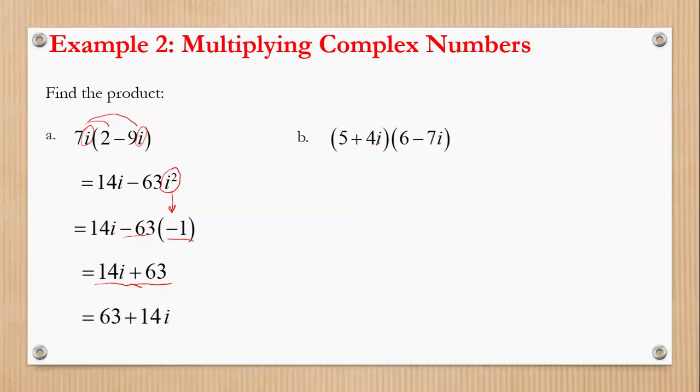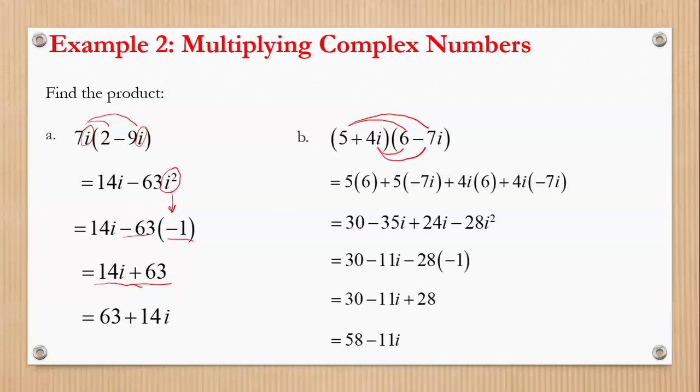In part B, we have two parentheses, two complex numbers. We want to multiply them. Like binomials, we need to multiply everything from the first parenthesis by everything in the second parenthesis. Multiply 5 by 6, 5 by negative 7i. Multiply 4i by 6 and 4i by negative 7i.